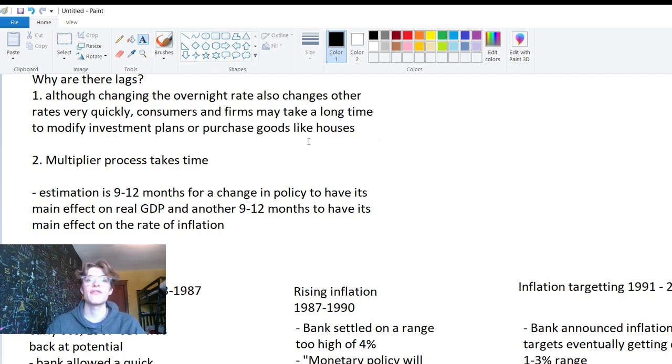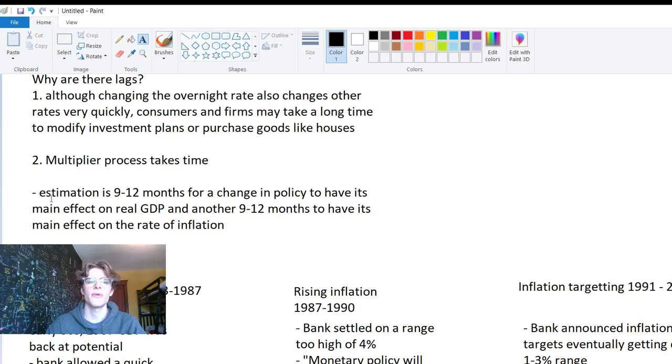Same thing, firms may not adjust their investment policies right away. It may take them a little bit of time. And the other reason why there are lags is that the multiplier process will take time as well to fully multiply and see all of those effects, because it has to go through various people, right?